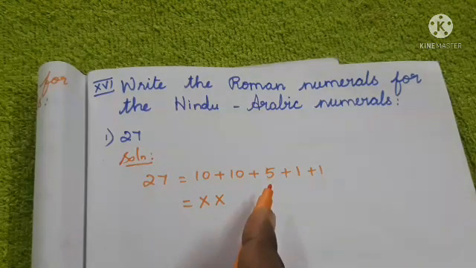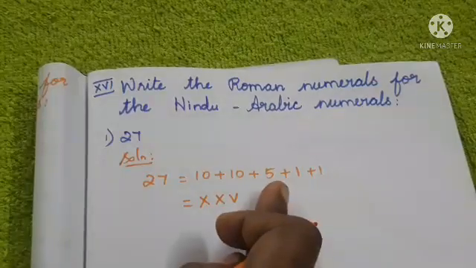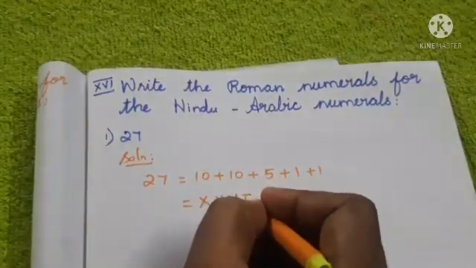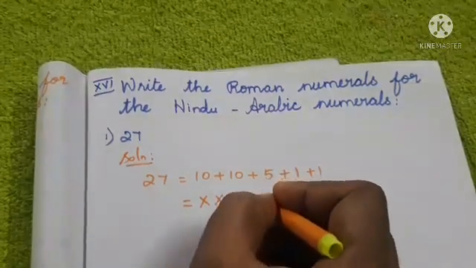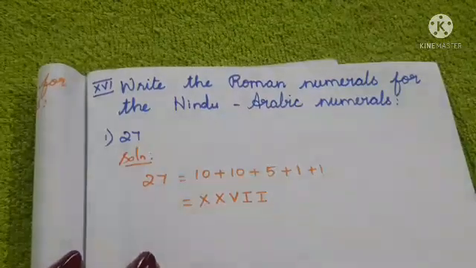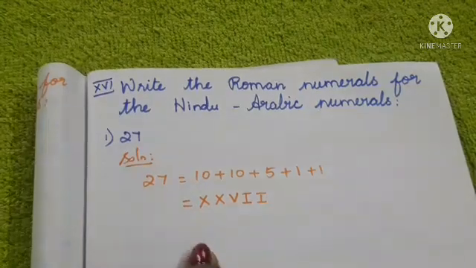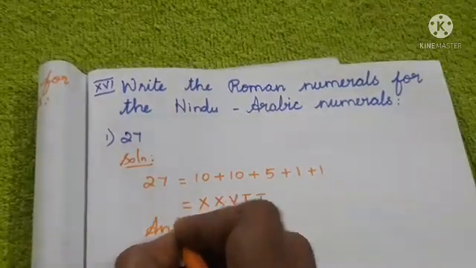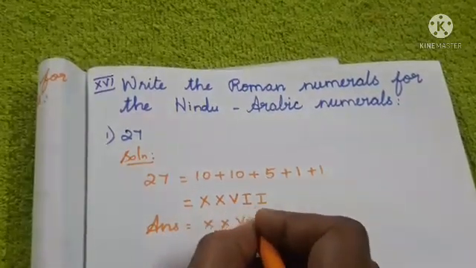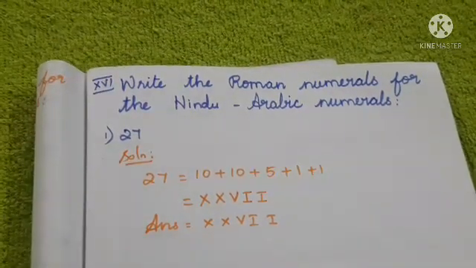Next value is 5. So how do we write the 5? Yes, we write it as V, isn't it? Then avoid the plus. Then 1 is there, so 1 means I, isn't it? Then avoid the plus, and write 1 as I. So what's our answer now? Our answer is XXVII. So we can write 27 in the Roman numeral as XXVII. Understood?